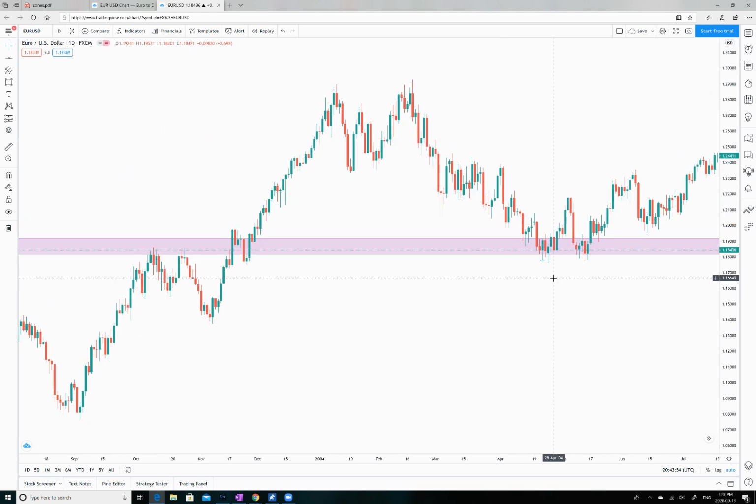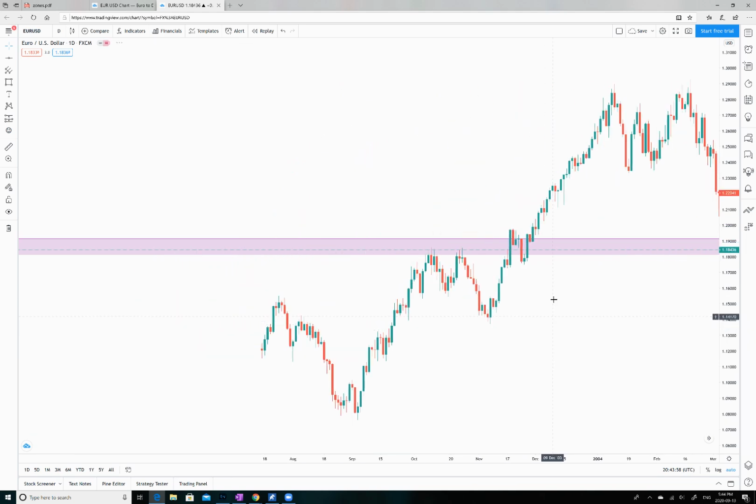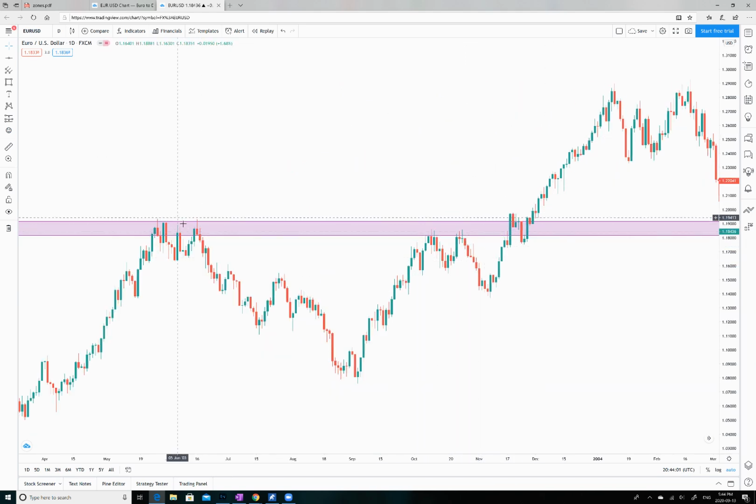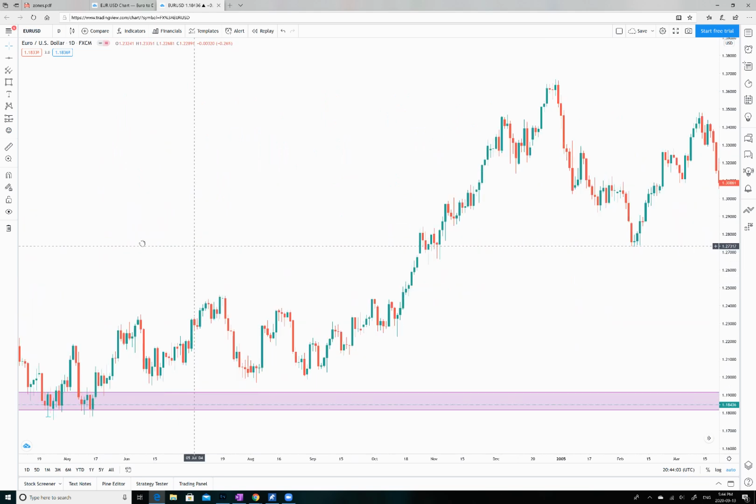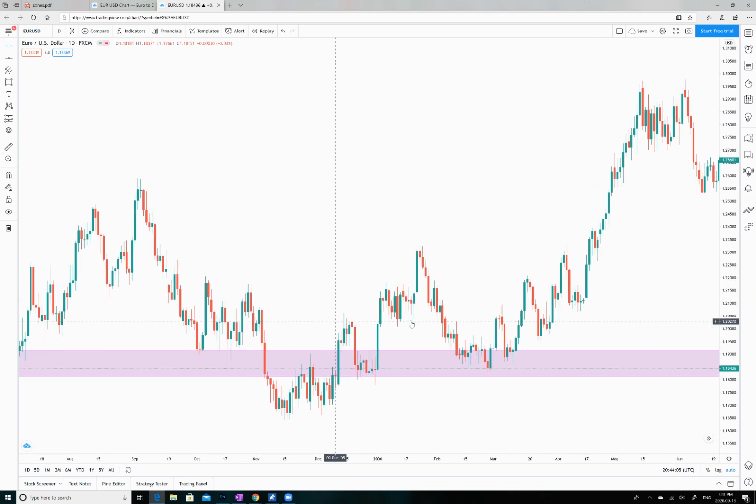Now what we're going to do is make sure that in the past, price has respected this level at least 3 times, and we can see it's respected it 1, 2, 3, 4 right off the bat. So this is a really strong zone. We're going to go ahead and use this one. You can see multiple times where it's been respected.